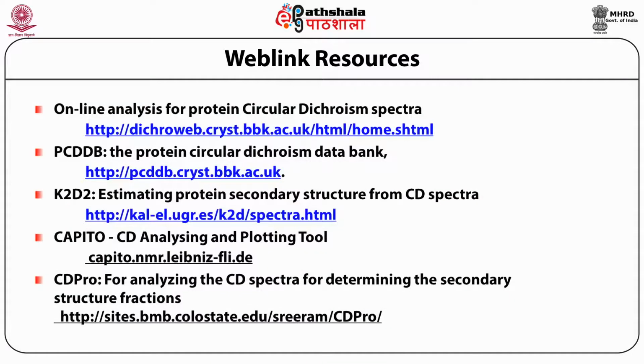We discuss the various online tools available to predict the secondary structure content in a protein. First you take the spectra, and that spectra is then loaded to these servers. You can easily calculate the amount of secondary structure actually present. The most common is DichroWeb, which is used for the analysis of protein CD spectra.